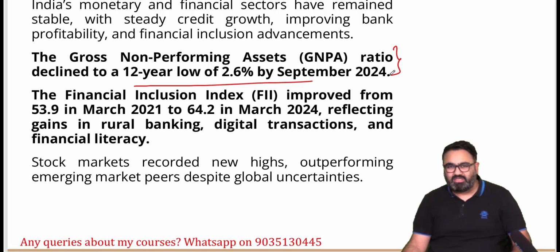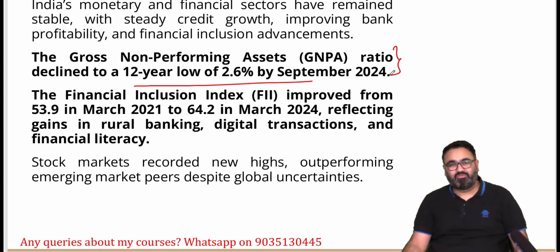Now, if you remember, just a few years ago, NPAs were a big problem and a big headache for the government of India. The RBI had been saying that many banks may go on the verge of collapse if they don't control their NPAs, especially the public sector banks. The situation has become much better now.